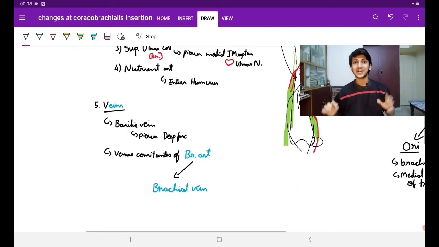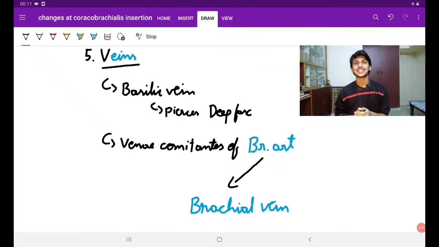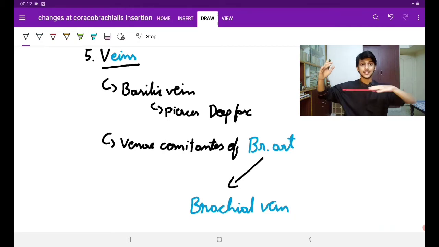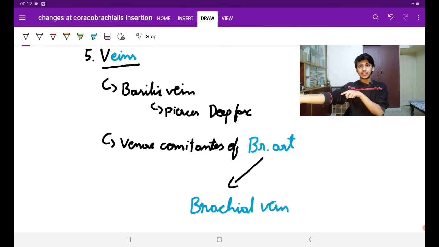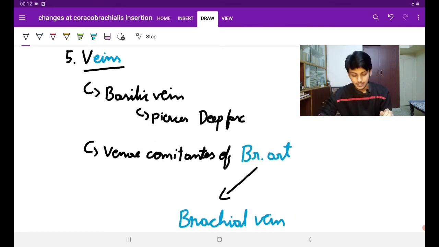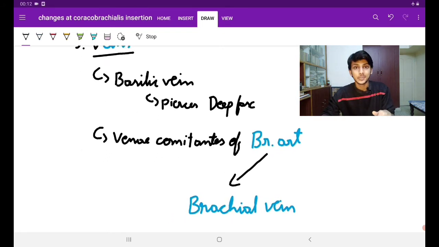Okay guys, now let's study about the veins. What are veins? Veins are the blood vessels which carry the blood towards the heart, aren't they? Now the veins of the arm can be divided into superficial veins and deep veins. The superficial veins are the cephalic vein and the basilic vein. Basilic vein is medially, cephalic vein is laterally. Okay, we'll study that in detail soon.